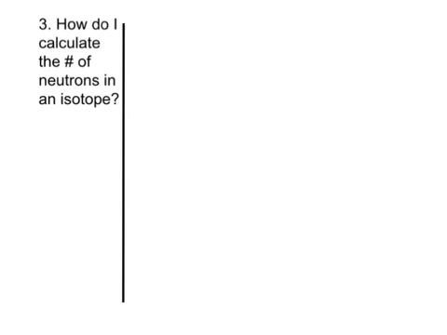All right, let's take a look at our third question. How do I calculate the number of neutrons in an isotope? When we look at our periodic table, we can figure out for an element how many neutrons at least 2 isotopes will have. Okay, and so this is the basic steps on how to do that.